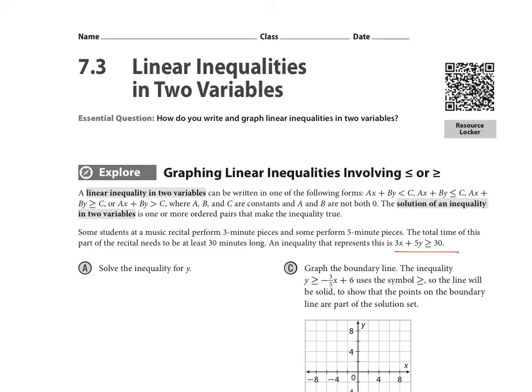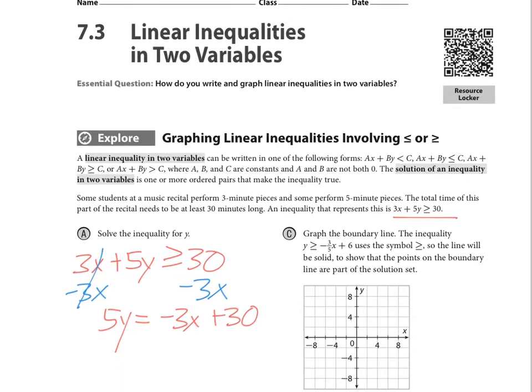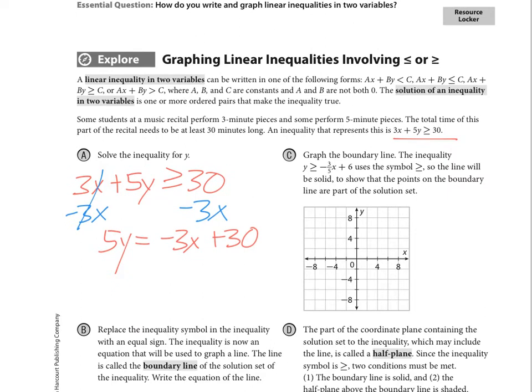3x plus 5y is greater than or equal to 30. If we're going to graph, we need to get y by itself. So the first thing we do is subtract 3x from both sides. That cancels, so we're left with 5y equals negative 3x plus 30. And then we're going to divide everything by 5.